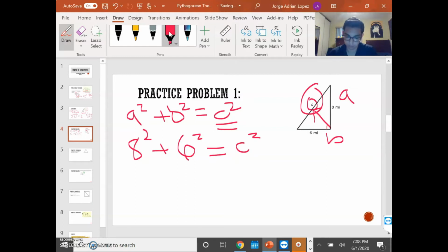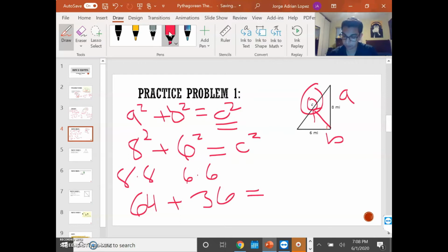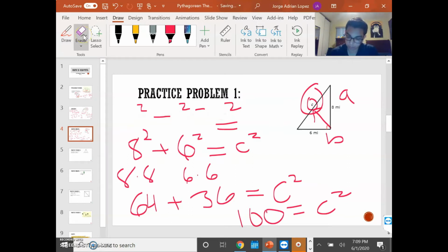Now what's 8 squared? That's 8 times 8, and that would be 64. And then add that to 6 times 6, which is 6 squared. 6 times 6 is 36. And now let's get to c squared. So what's 64 plus 36? 100, right? So now we know that 100 is equal to c squared. Alright? Now, let me erase this, and then we'll get started on the next part of this.